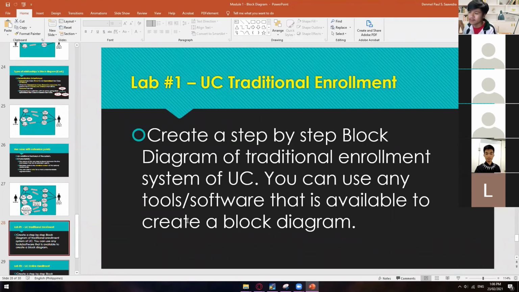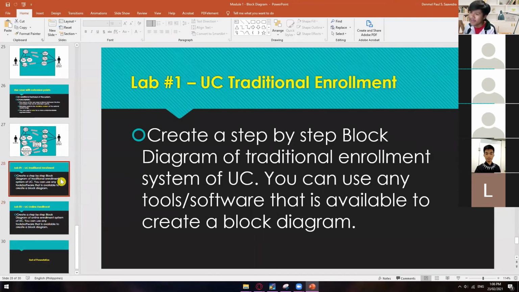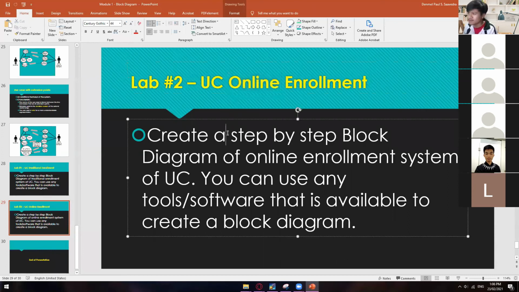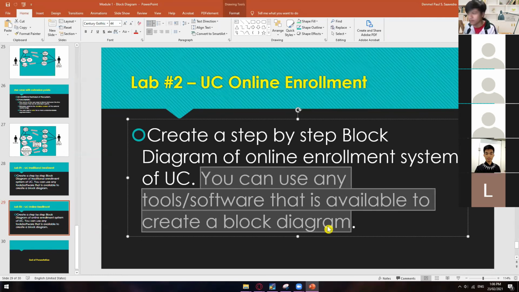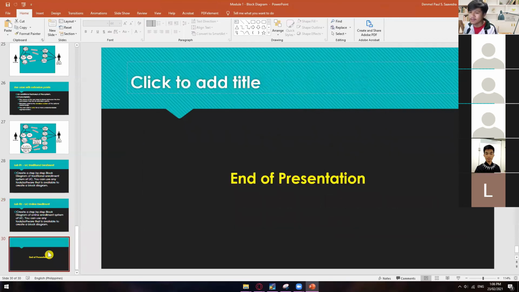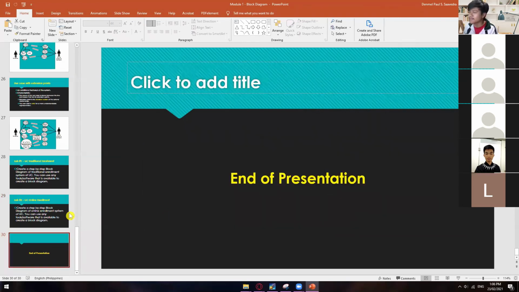So if we have the traditional way, we also have the online enrollment system that we have right now for the past semesters. So same instruction, just a different system. Create a step-by-step block diagram of the online enrollment system. Again, you can use any tools or software that you can find on the internet. All right, so that's it for Module 1.